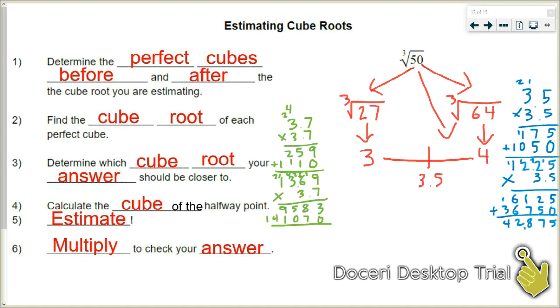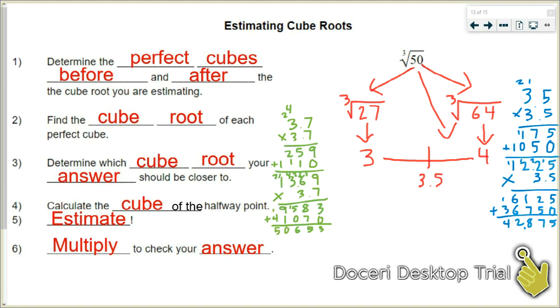And now I do my addition. 3 plus 0 is 3. 8 plus 7 is 15. Carry the 1. 1 plus 5 is 6. 9 plus 1 is 0. Carry the 1. And we have 50.